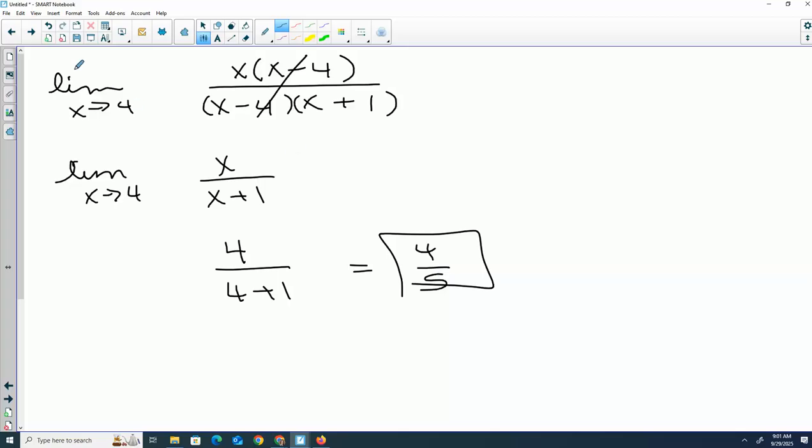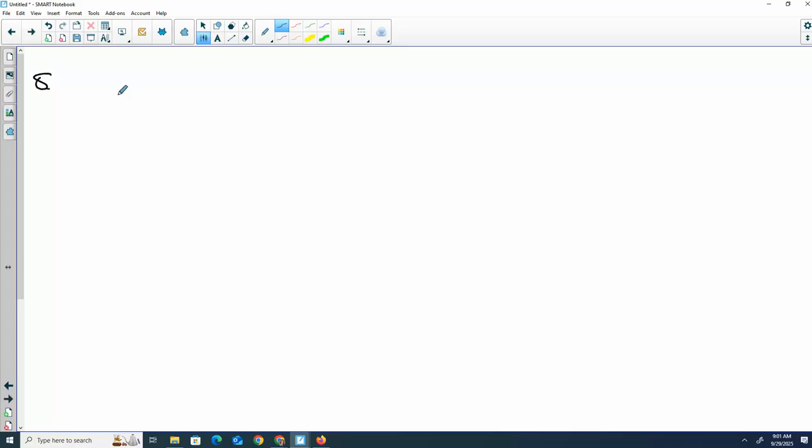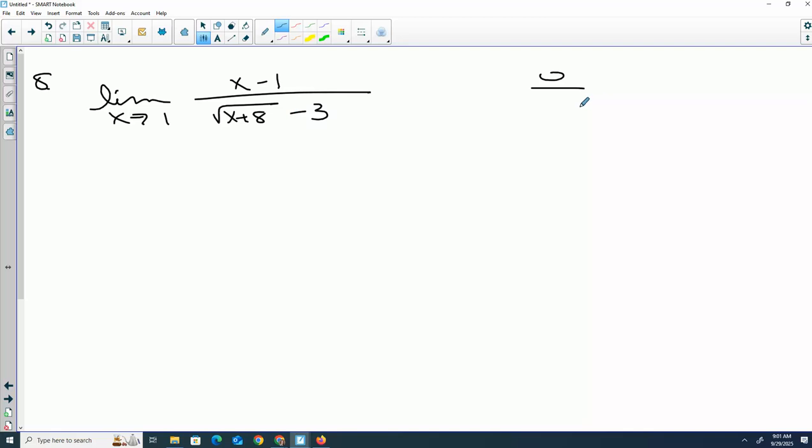If I look at number 8, I always check to see, can we just plug in? Okay, if I put in 1, I get 0 on top. 9, square root of 9 is 3, minus 3 is 0. So can I plug it in? No. What is the strategy on any problem involving radicals? Conjugate. Square root of x plus 8 plus 3.